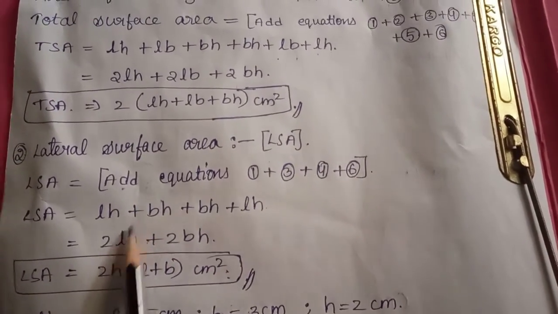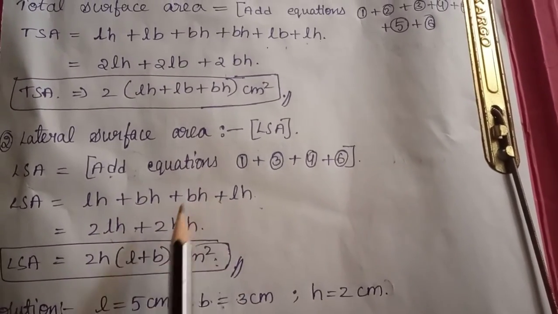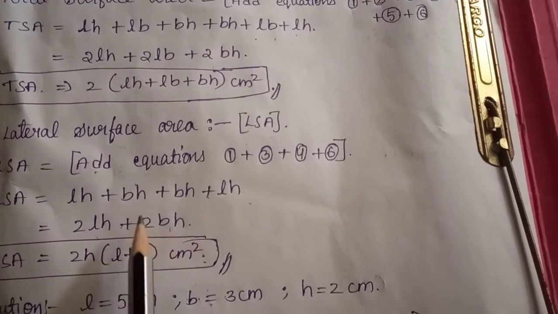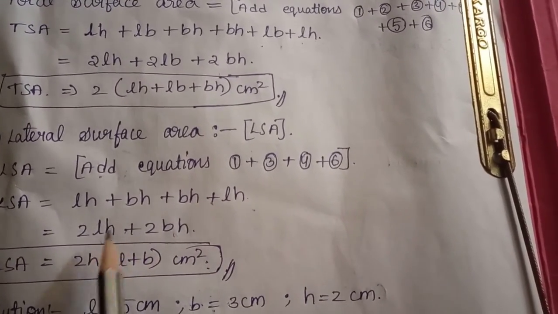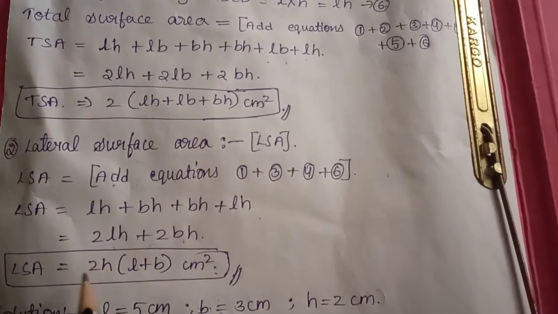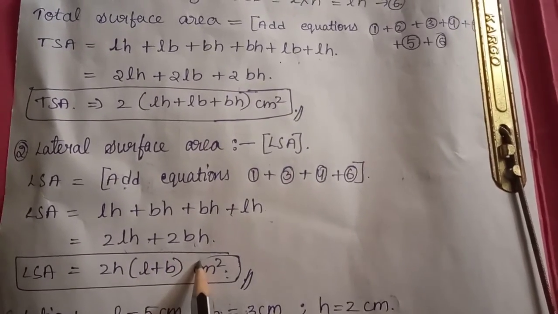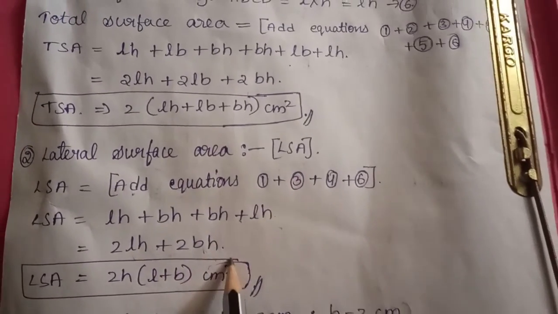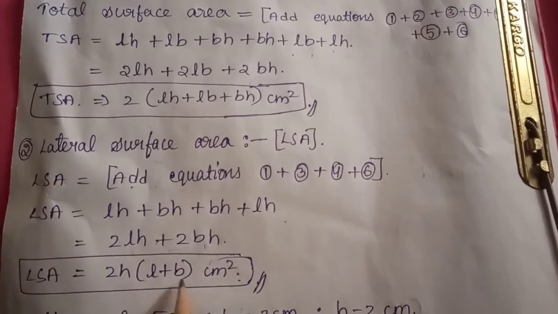We can see there are 2LH, so we have written 2LH, and 2BH, so we have written 2BH. In these two, the common terms are 2 and H. So 2H into (L plus B). We have taken 2H as common and the remaining are L plus B. So the formula for the cuboid's lateral surface area is 2H into (L plus B).